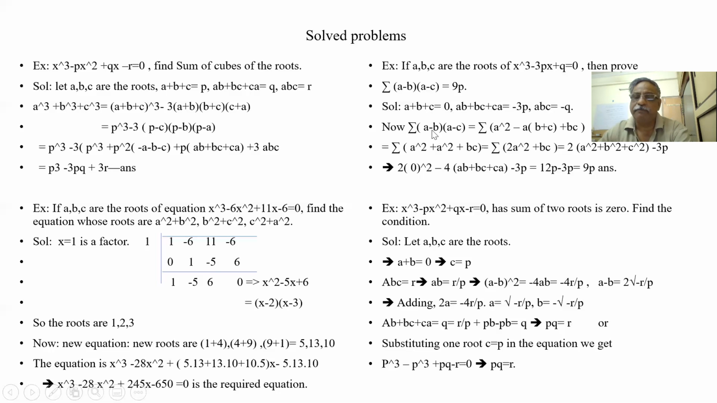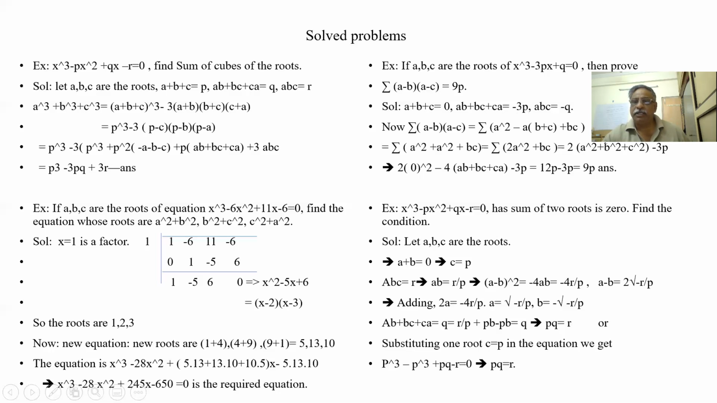So this we are expanding. (a − b)(a − c), when I am multiplying, is a² minus a(b + c) plus bc. What is b + c? b + c is nothing but minus a. So minus a into minus a plus a², so 2a² plus bc. So now I am expanding this sigma. So 2a² plus 2b² plus 2c² plus bc plus ca plus ab. What is bc + ca + ab? It is minus 3p. So I put here minus 3p.